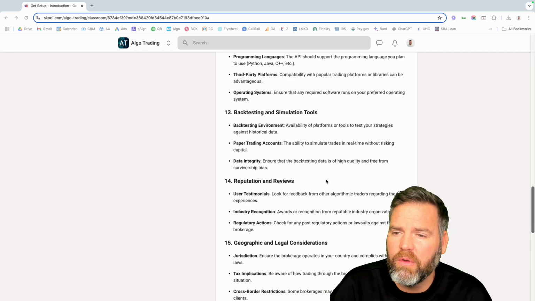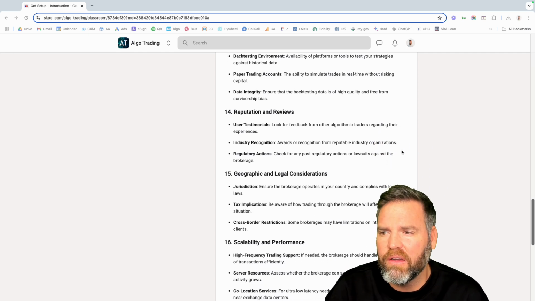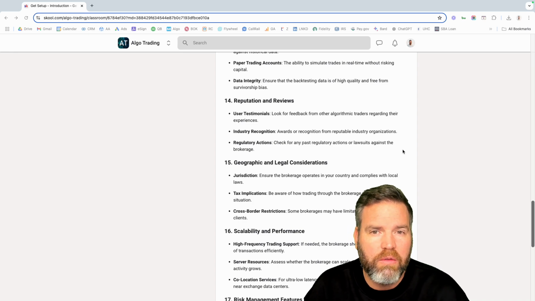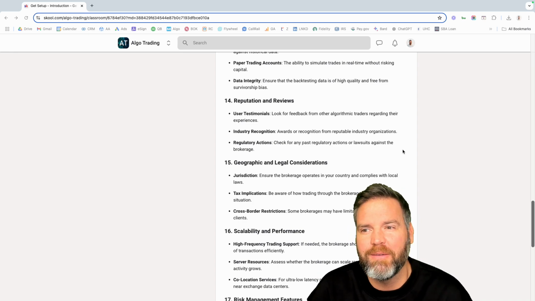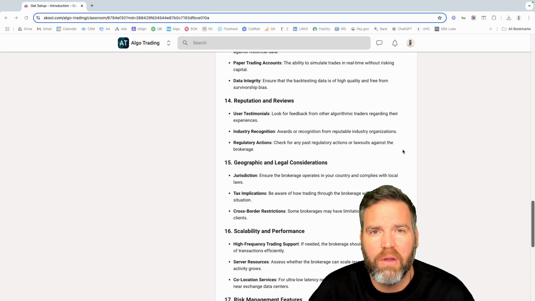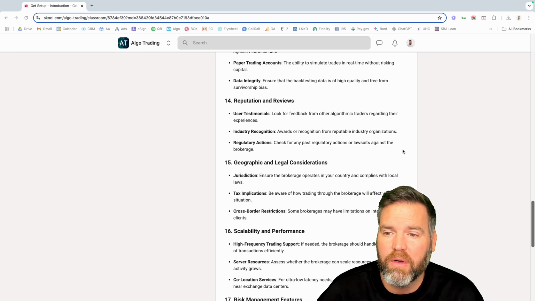Obviously, reputation and reviews are going to be important. So again, this is just using a reputable brokerage. Check the reviews. I found in my many years of business that even in the bad reviews, there might be a nugget of truth. So definitely work with a reputable broker, but look at their reviews and see what other people are saying about them.